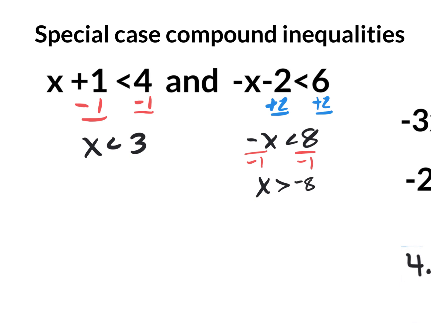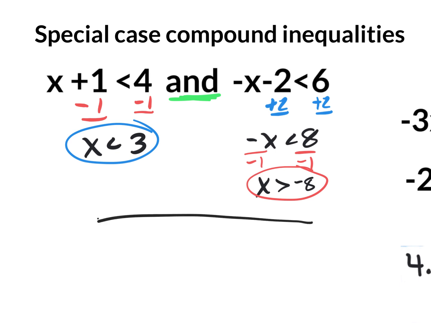So we have two answers. We have x is less than 3, and we have x is greater than -8. And there is the word and right between them, which implies that there has to be an overlap. It has to be both. So we need to know how to present our answer. We're going to go to a number line to find out how to present our answer.